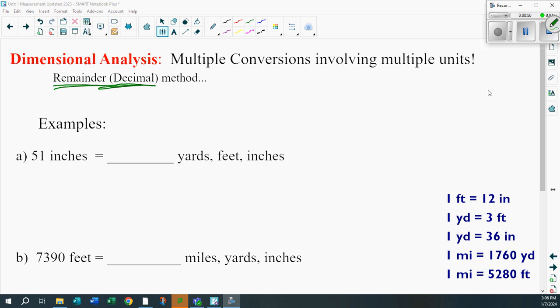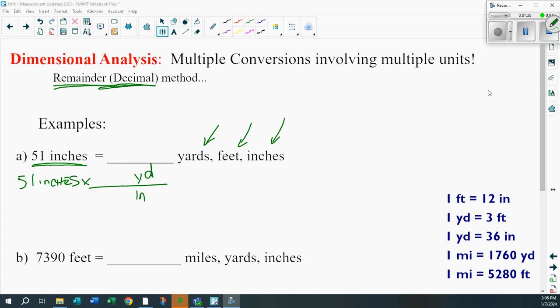All right, let's go. 51 inches. I want this in yards, feet, and inches. So I'm going to have a remainder of inches left. Oh boy, this ought to be interesting. How do we do this? Well, I know I can divide this by 36 and then get a remainder. Let's just do this with dimensional analysis, and I'll show you how to do it right off the bat. First things first, convert this. I'm going to convert this right into yards.